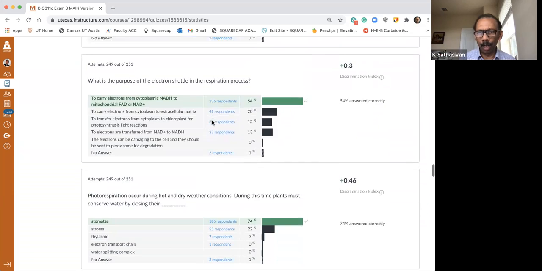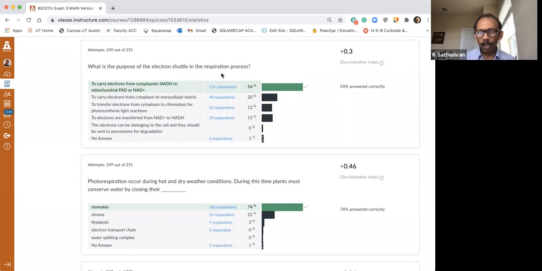More people understood that. And so this is what many of you picked: the electrons are transferred from NAD plus to NADH. That's not the purpose of the electron shuttle in the respiration process. And this is happening in oxidative phosphorylation, acetyl-CoA formation. So whenever I explain the why part, you want to pay attention and write it down. Because I say it in a subtle way, but you need to know that connection. That's the reason I say that.